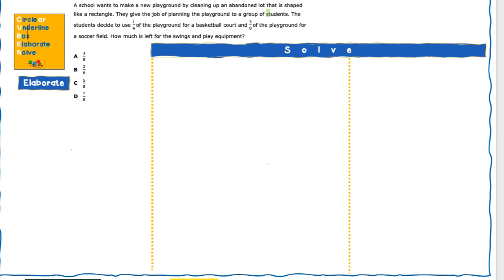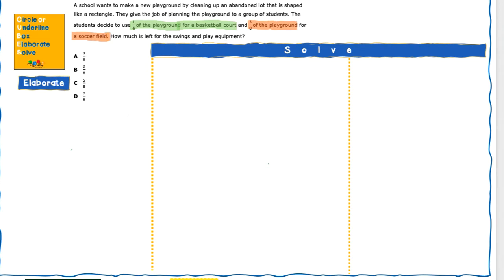I'm gonna keep going. They give the job of planning the playground to a group of students. Okay, again, identify numbers. The students decide to use 1/4 of the playground for a basketball court. So you see, I need to understand what this number is gonna represent, and I put all the information together in one color. Now I'm gonna keep reading, and then it says, and 3/8 of the playground. So this is another section of the playground that's gonna be used for the soccer field. How much is left for the swings and play equipment?